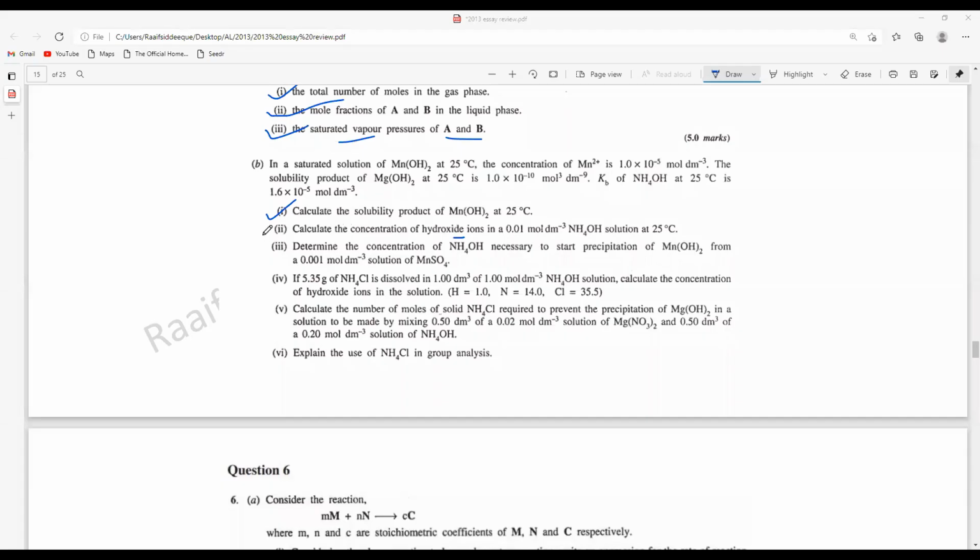Okay. So the first one is done, the second one is done. Now we will come to the third one. Determine the concentration of NH4OH necessary to start precipitating Mn(OH)2 from a 0.001 M solution of MnSO4. So first we will draw and then we will discuss.